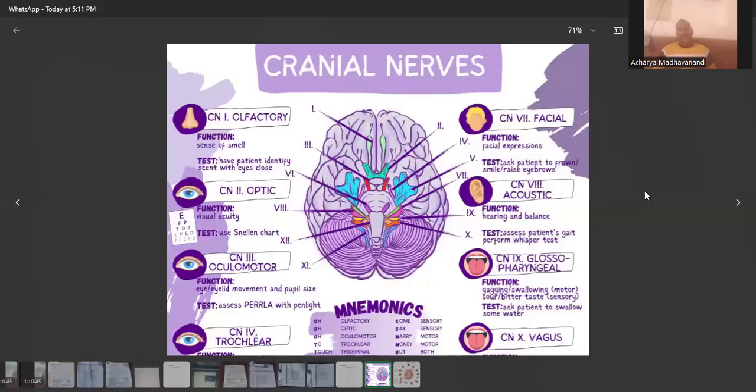Then next is the accessory nerve. It is attached with the gallbladder point. Then it works with the sternocleidomastoid and trapezius muscles. All neck problems like thyroid and speech disorders, in these you can use this.